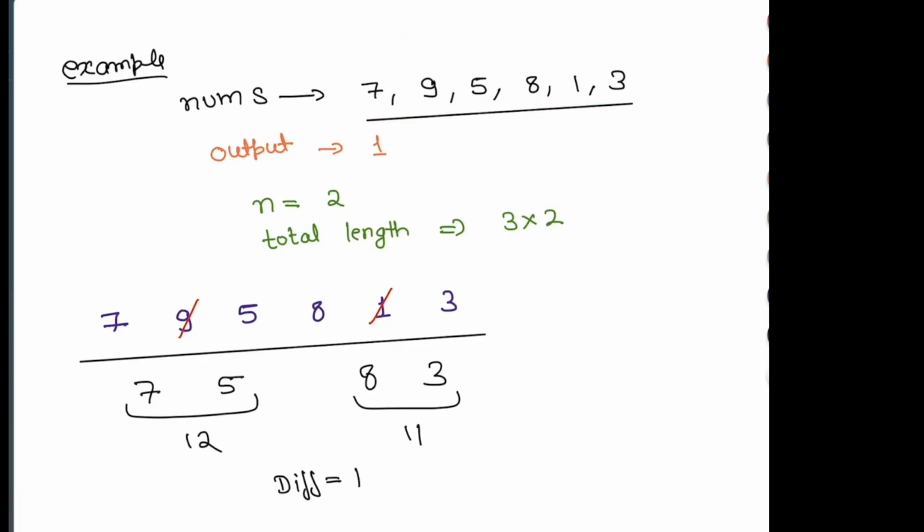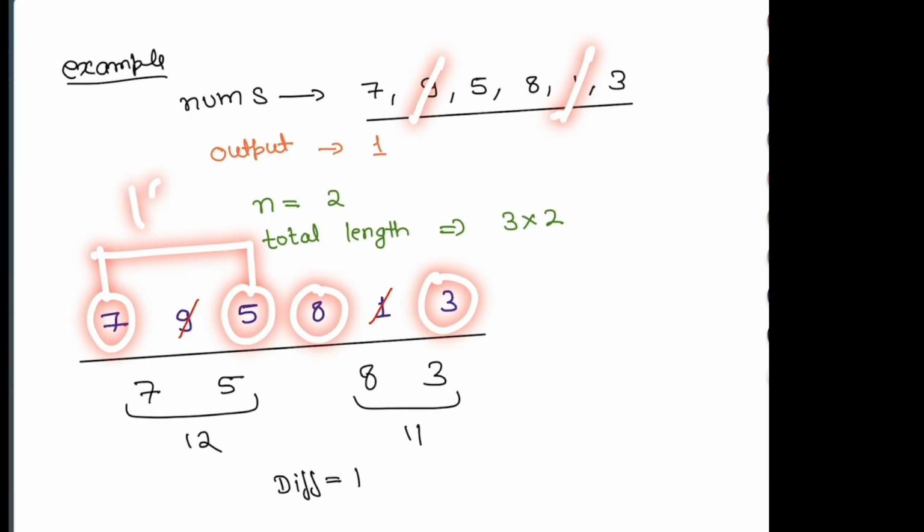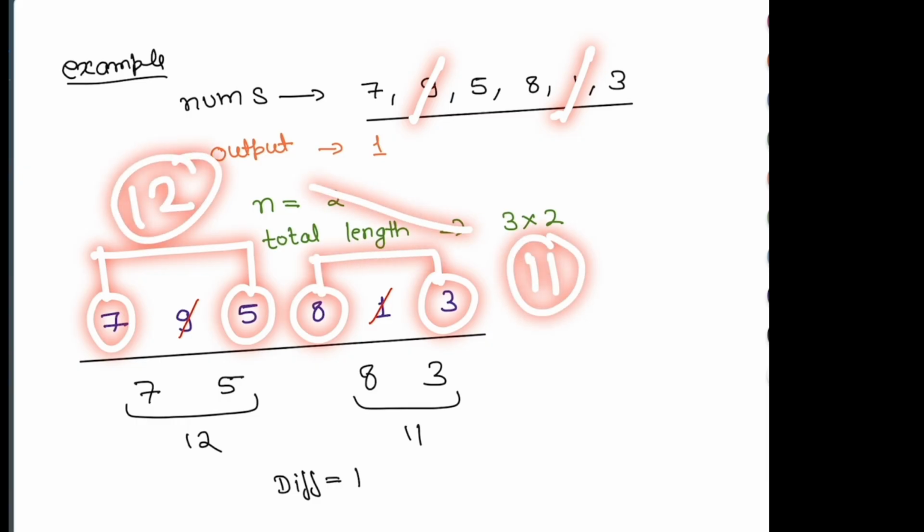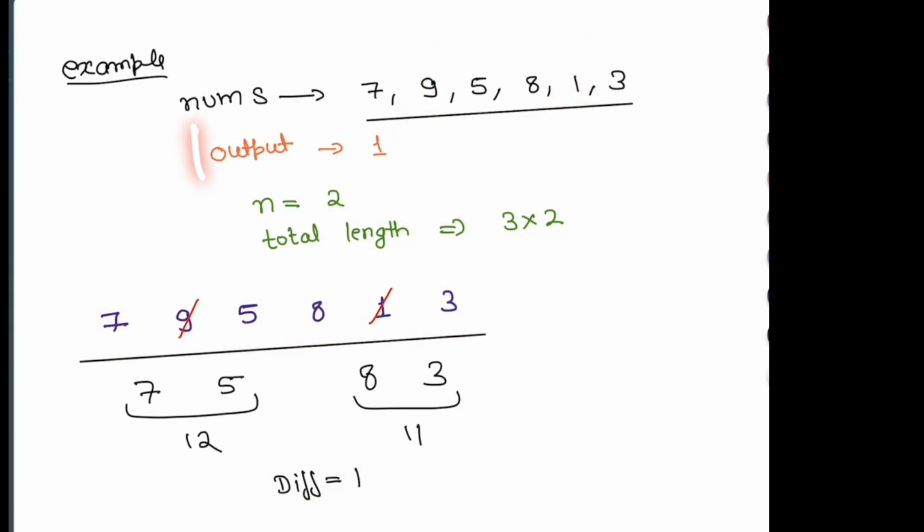We can do it better. What we can do is, let us remove 9 from here and 1 from here, right? And now you will see that our array is 7, 5, 8, 3. The first n elements in our array are 7 plus 5, which is 12. The last n elements are 8 plus 3, which is 11. 12 minus 11 will be equal to 1, right? And that is the output we have in this particular input.